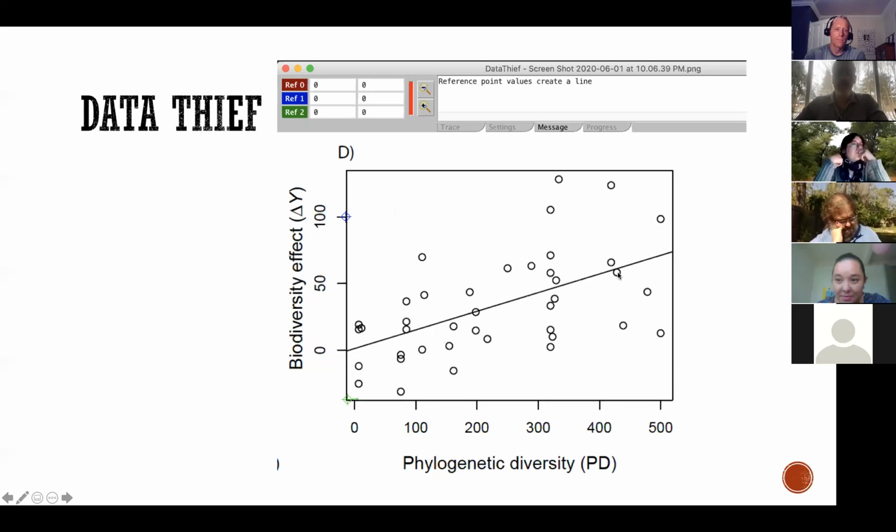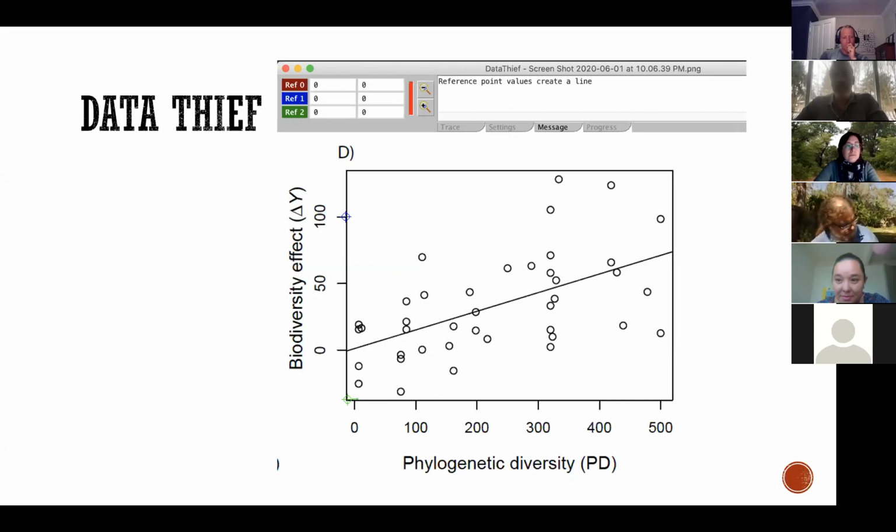And so you can kind of steal the data in that way. For example, if this public paper here didn't give me the correlation coefficient or the regression coefficient, I can still get the slope of this line through Data Thief. If I know the bottom and side axes and I click a point here and a point up here, I can estimate the slope of that line. So there are ways to get information.